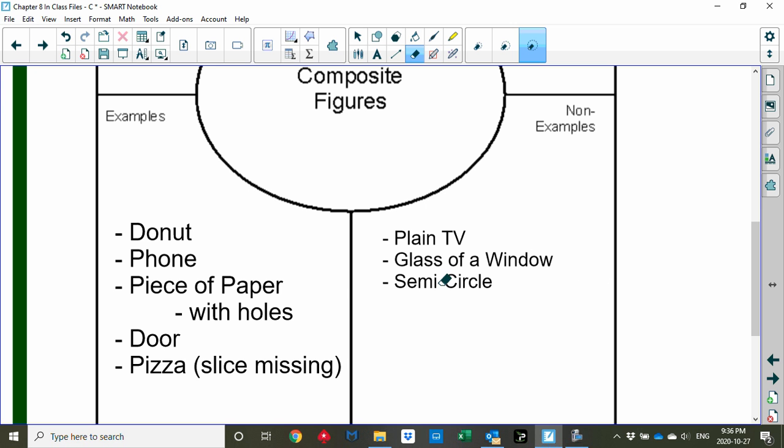Some things that are not: a semicircle is not a composite figure. It's just half of a circle. You take the formula, divide it by 2. A window, a plain old TV. These are things that are not composite figures.